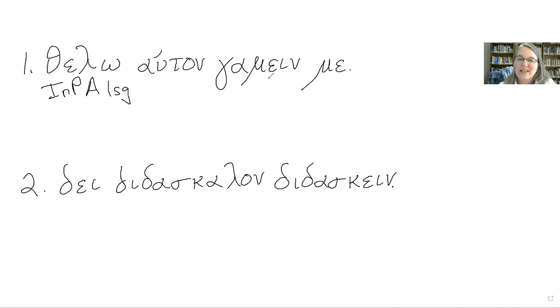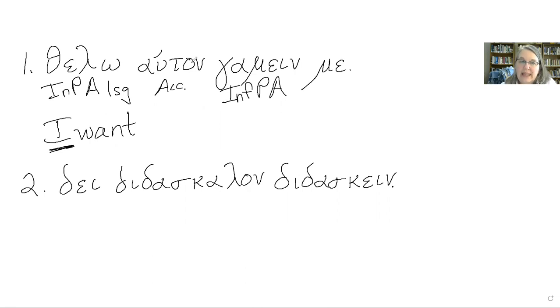So that one's pretty obvious. This is gameo, and it's the infinitive present active. So that's pretty much it. We have thelo is I want. So the subject of thelo is this I that is understood because of the ending of the verb. And then we have the auton, which is the accusative pronoun. And we can think of this sort of as the direct object of thelo, but it's better to think of it as the subject of gamein.